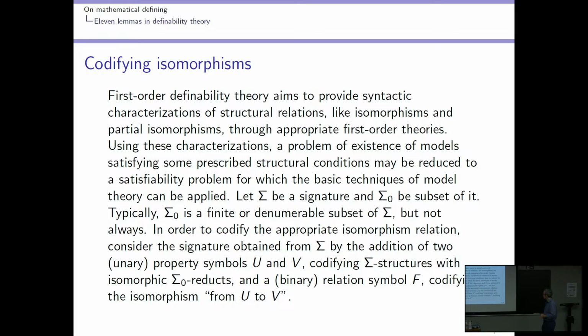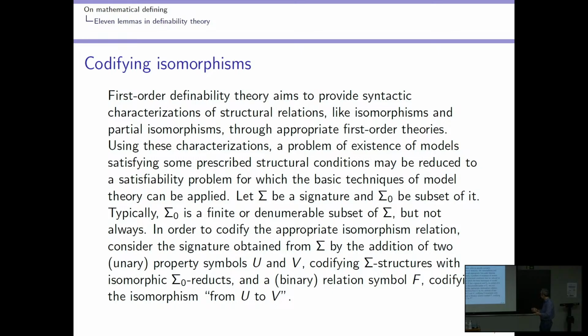So let sigma be a signature. How do we construct such theories? Let me show the simplest case first. Let sigma be a signature and sigma 0 be a subset of it. Typically sigma 0 is a finite or enumerable subset of sigma, but not always. So in order to codify the appropriate isomorphism relation, consider the signature obtained from sigma by the addition of two unary predicate symbols U and V. That will be the domain of the structures, codifying sigma structures with isomorphic sigma 0 reducts.